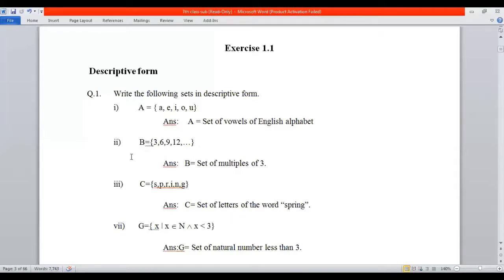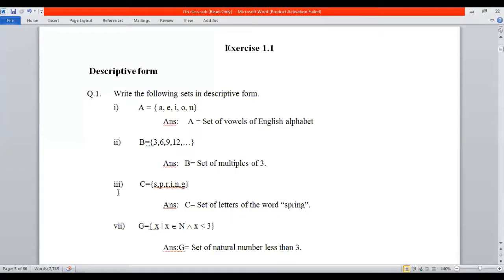Now come to the second part, B, that is {3, 6, 9, 12}. From this set, you can easily understand that all these are the multiples of 3. Or you can say that the table of 3 is given in this set. So how can you write it in the descriptive form? The same name, B equals set of multiples of 3.